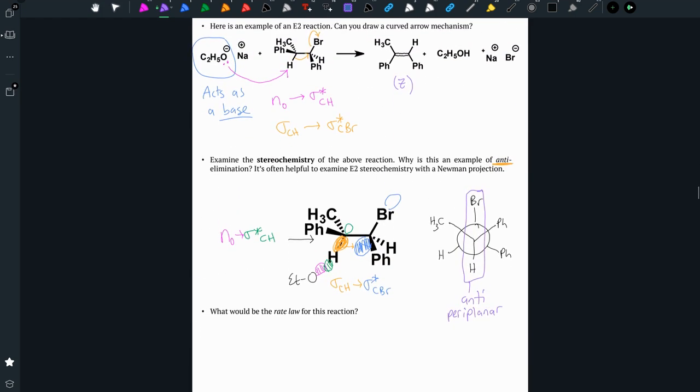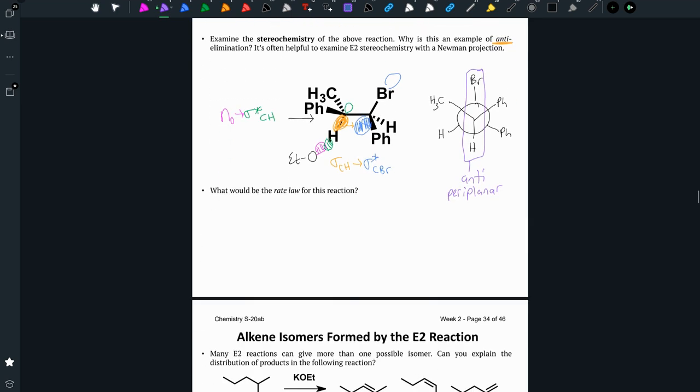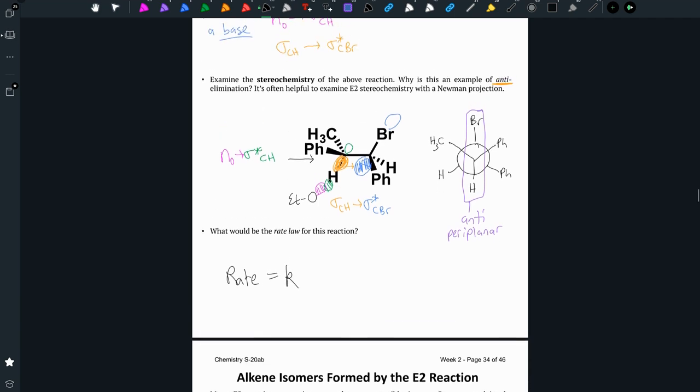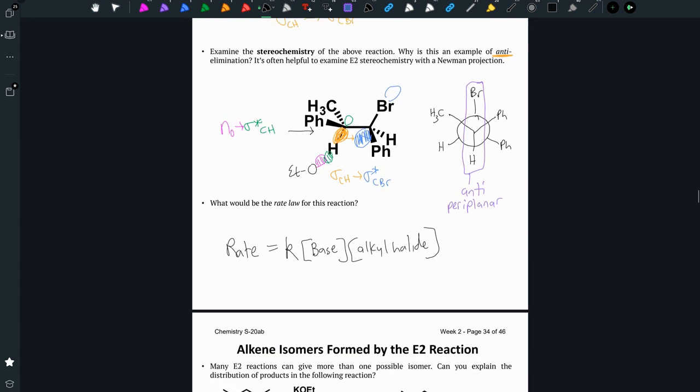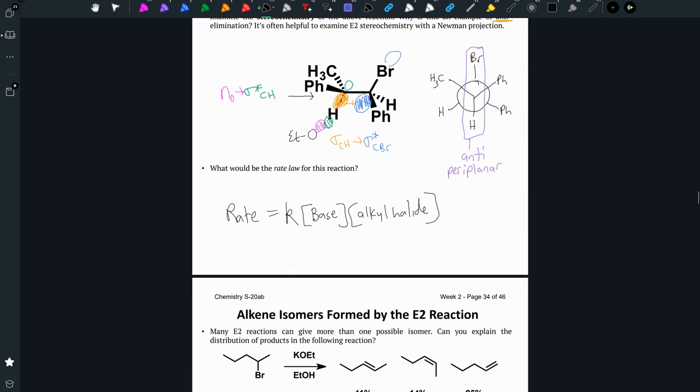In terms of rate law, this is a single step and there are two molecules involved. So again, if you haven't covered kinetics before in your chemistry career, that's okay. You can ignore this part. But it would be rate equals k times the concentration of base times the concentration of my alkyl halide. So again, there are two molecules involved in that rate limiting step, which is where the 2 comes from. Okay, E2, the 2 means two molecules in the rate limiting step.